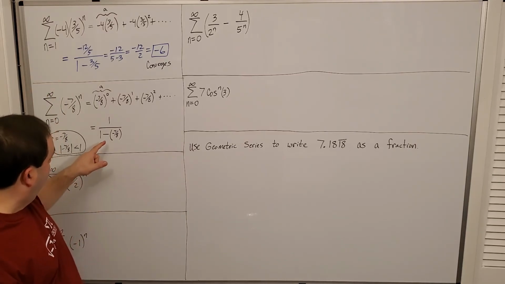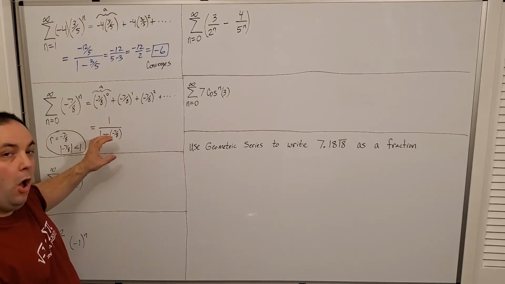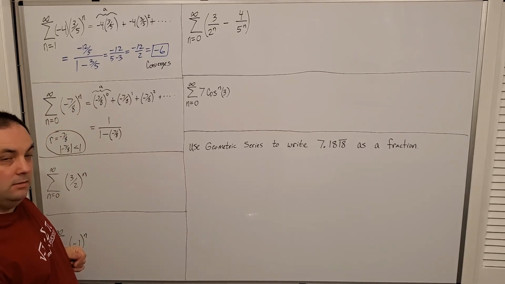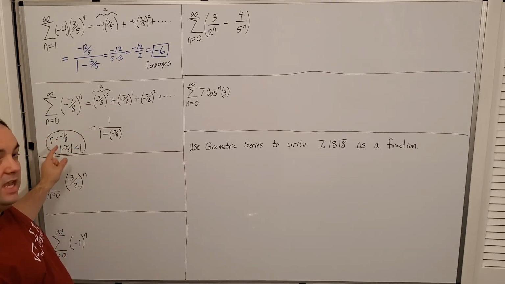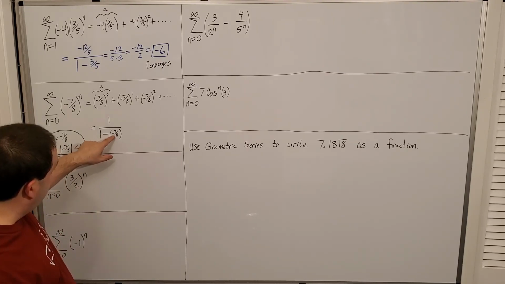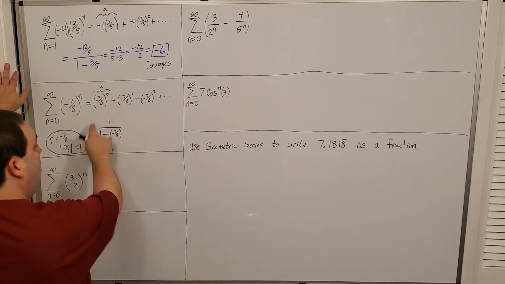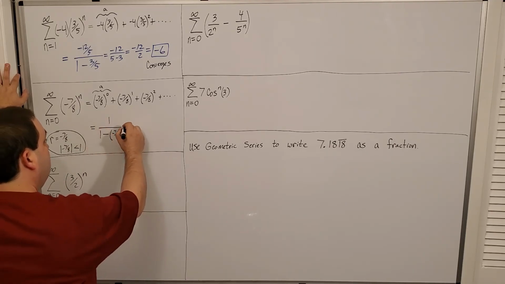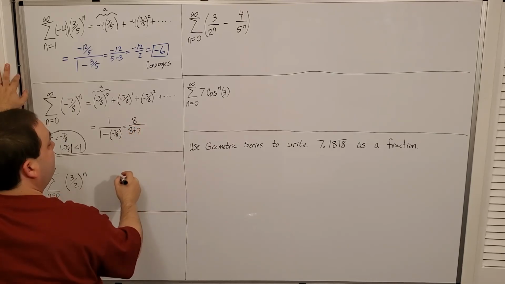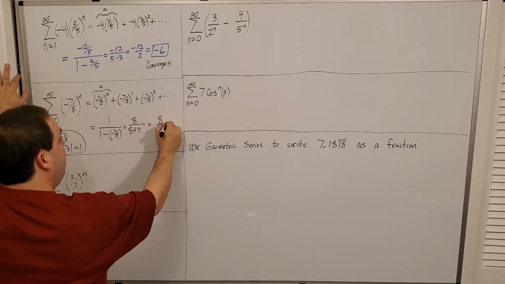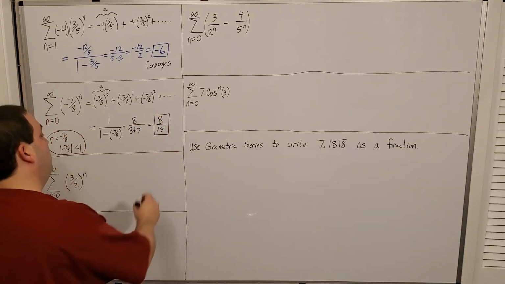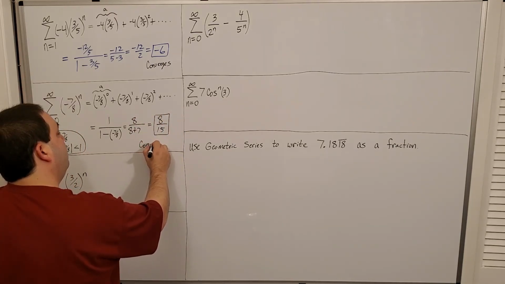Be extra careful. The negative comes with the r in this case because it's part of the thing being raised to the power n. It's perfectly okay to have a negative r. In this case, that's going to make this an addition. So I'll multiply everything by 8, and that will give me 8 over 8 plus 7, which is 8/15. And therefore, this converges to that.